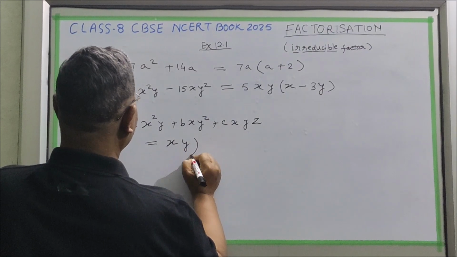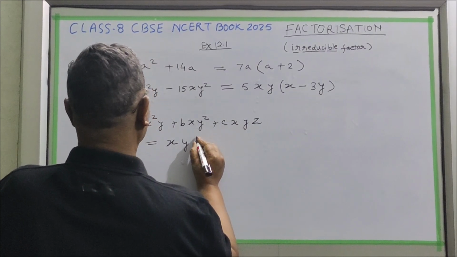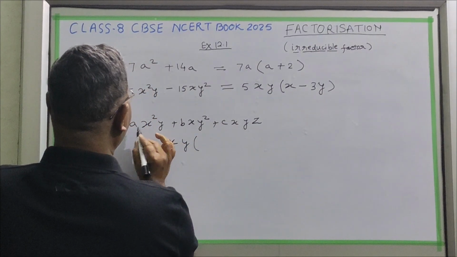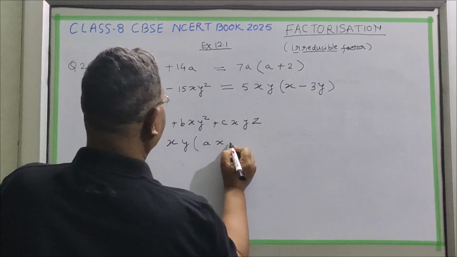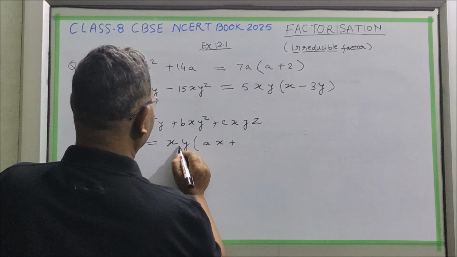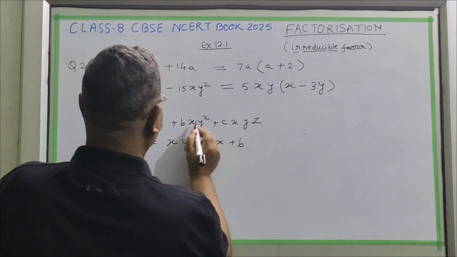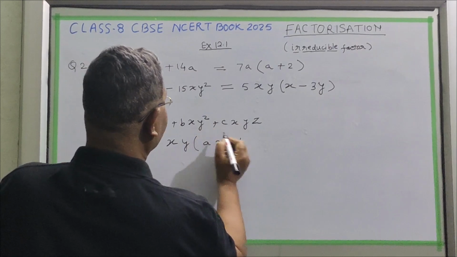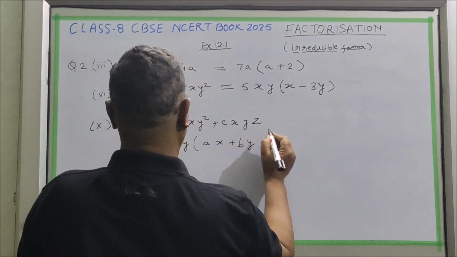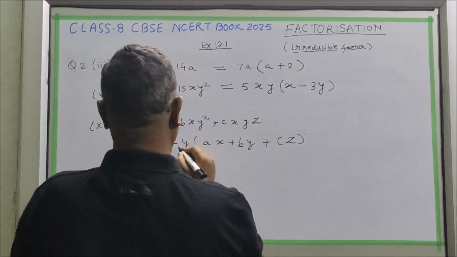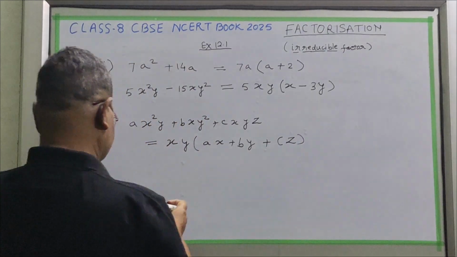So xy is common. Rest, what will remain in this term? A and x will remain. Plus you have to divide by this in it. So xb will remain. When we divide, x will be struck out, only y will remain. Plus c will remain, as x and y will go when we divide this by xy. So this is your answer.